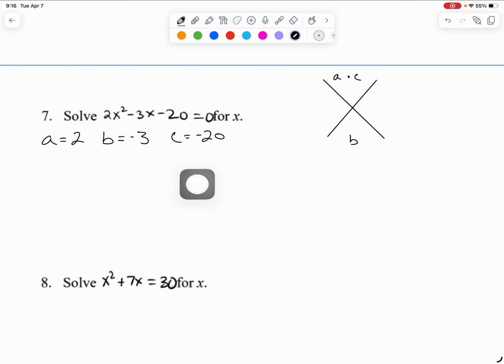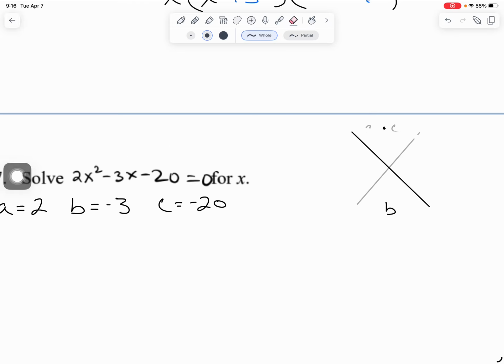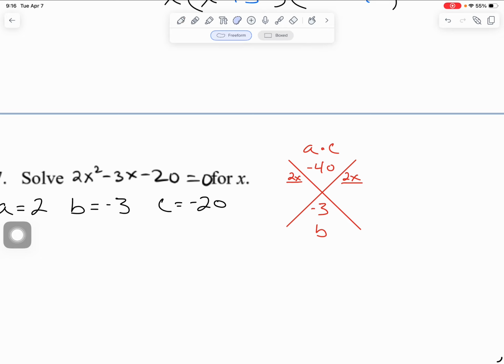So up top, we do 2 times negative 20. This is a times c, 2 times negative 20. Actually, let me do this in red and follow the pattern I usually use in class on the diamond, now that we've reached this stage. So up top, you want to do your A times C. 2 times negative 20 is negative 40. Your B goes down below, which is negative 3. And then you set it up always as AX over AX. Well, what's our A? Our A equals 2. So we're just going to go 2X, little fraction bar, 2X, little fraction bar.